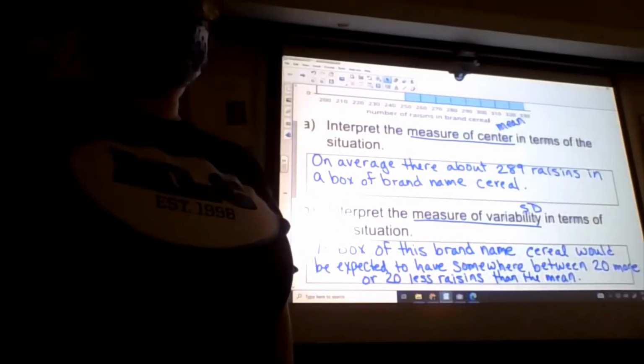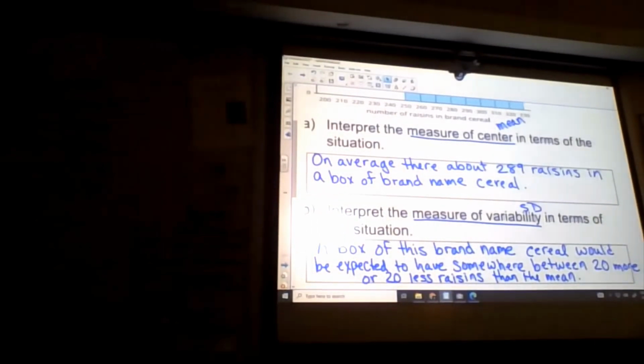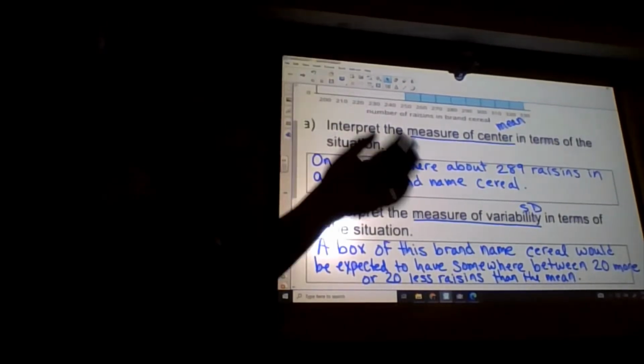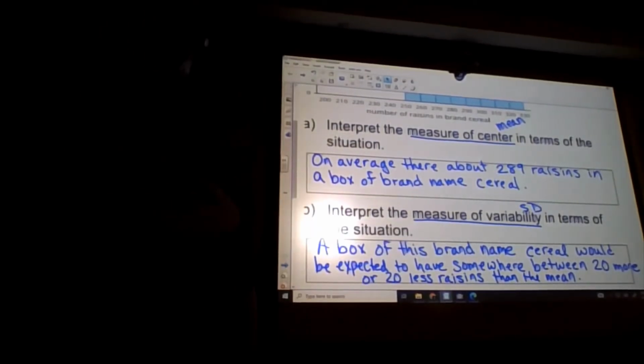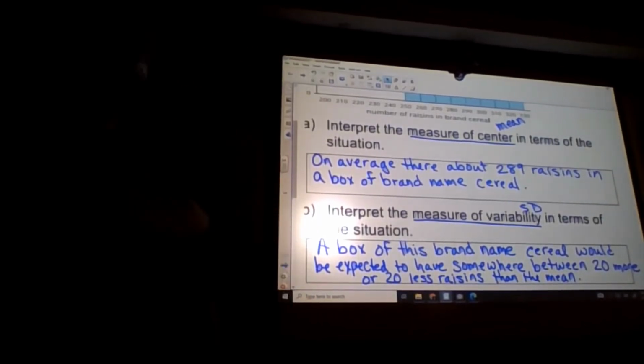So looking at the generic brand of cereal, it's also symmetric. So you'll notice they also use mean and standard deviation. You're going to want to use the same if you're comparing them anyway, because you want to compare mean to mean and standard deviation to standard deviation. But what could we say about the measure of center for that one?